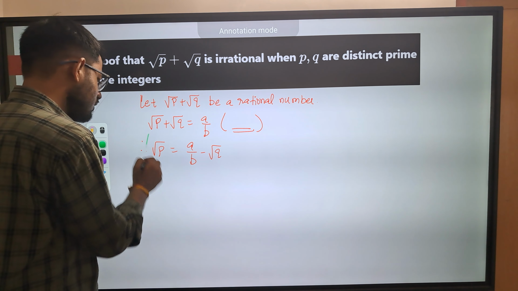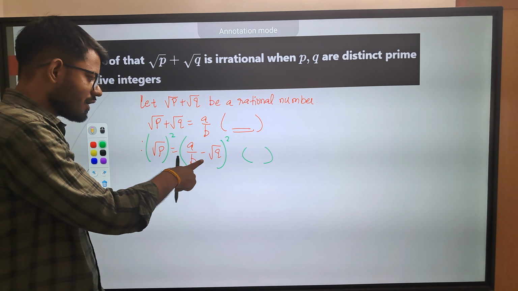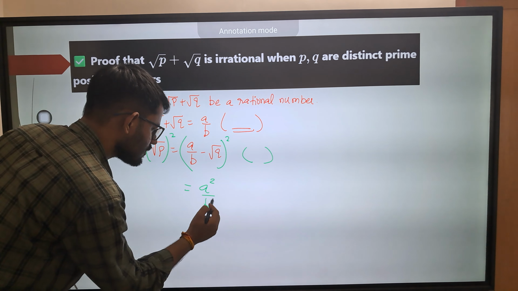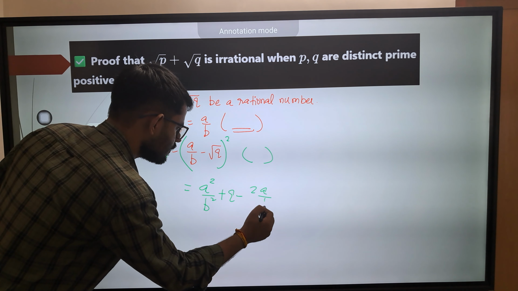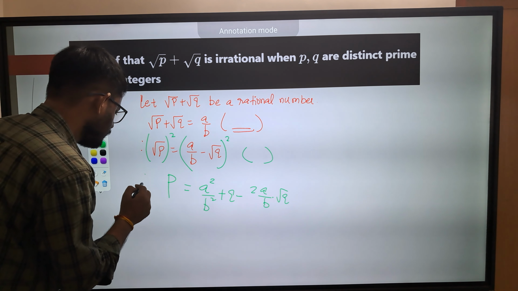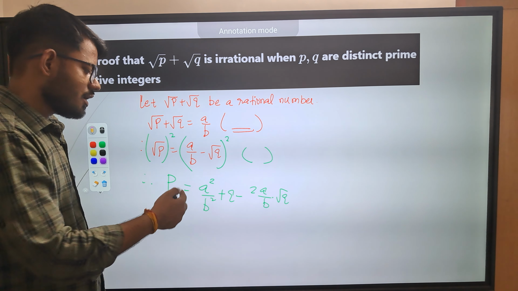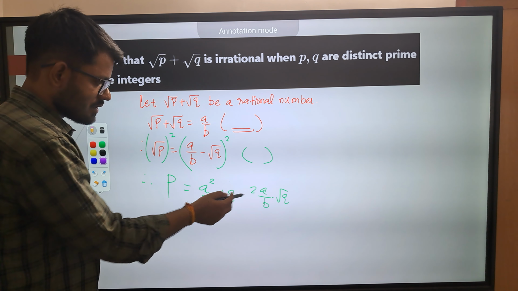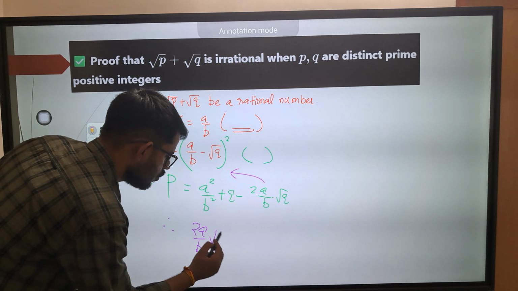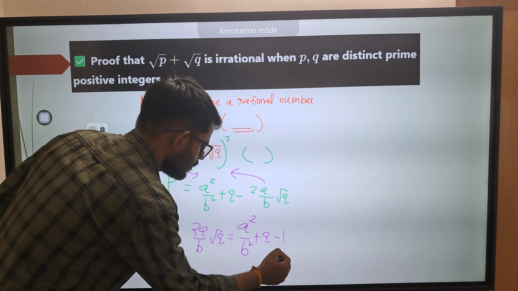Now let's do squaring both the side. You need to write squaring both the sides. Now do squaring of this, that is based on x minus y whole square, that is x square plus y square minus 2xy, and in the LHS we will have p. So now again what we need to do? Put root term in one side and remaining all terms on the RHS other side. So keeping this to the LHS, we will get 2a by b root q is equal to a square by b square plus q, and p in the RHS, so it will become minus p.